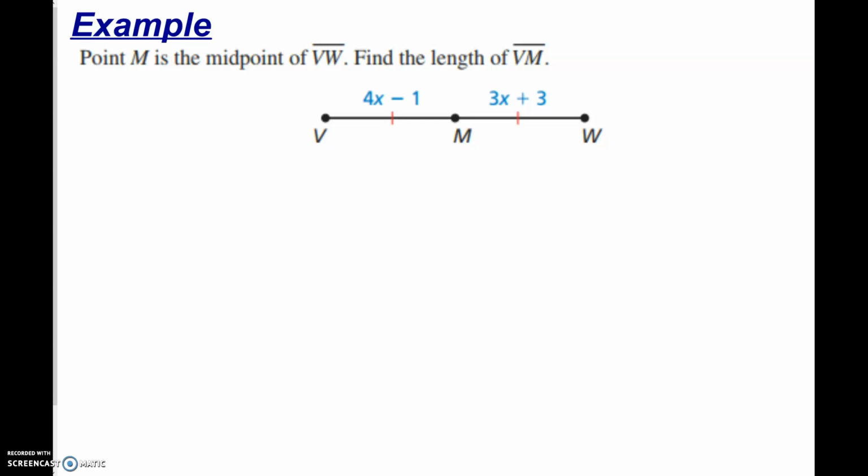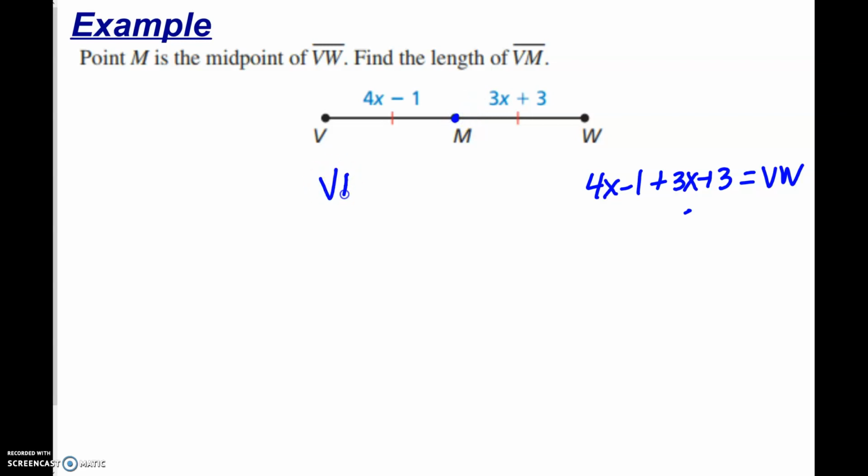All right, M is the midpoint. If we try to set up here using what we had yesterday, we would set up 4x minus 1 plus 3x plus 3 equals VW, because we don't know what VW is. Now it looks like we have two unknowns in here: an x unknown and a VW unknown. When you have two unknowns in only one equation, we can't solve that. But what else do we know? We know that M is the midpoint.